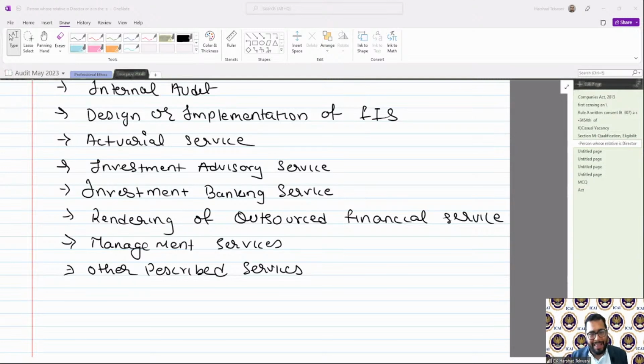Another thing is why these services are not allowed. The reason is the threats that we saw in the code of ethics. Remember the self-interest threat, familiarity threat, these threats. If I have performed something, and at a later point in time I am going to audit that particular area, and the management has acted on my advice and I'm going to audit it, then it's a self-review threat, because on one end I instruct the management to do this, and on the other end I'm going to audit those instructions or the act done based on them. To avoid such conflicts, these services are not allowed.